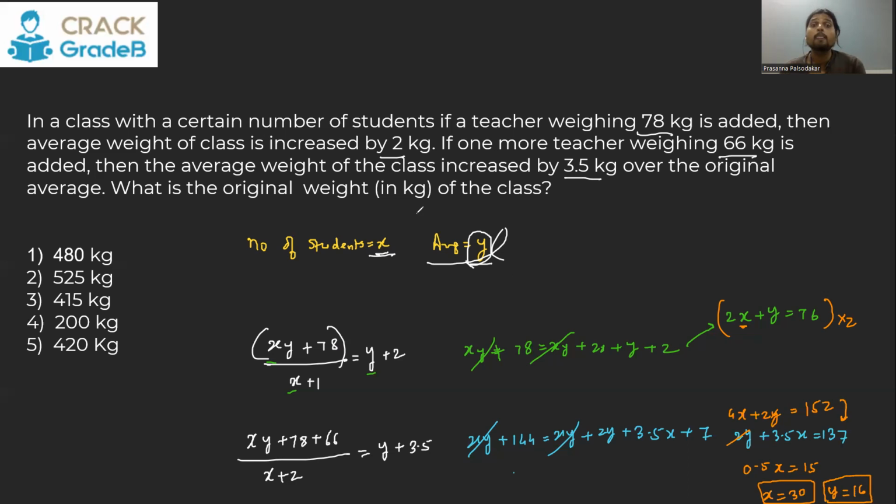They are asking what was the original weight of the class. Original weight means number of students into their average. So number of students means X, into the average, which was 16. 16 into 30 is 480. So their original sum was 480. Yeah, of course, a little lengthy question.